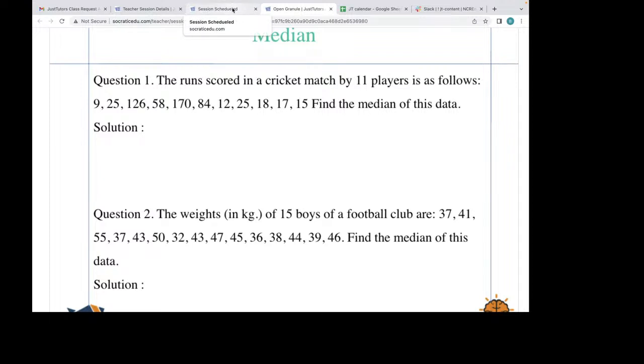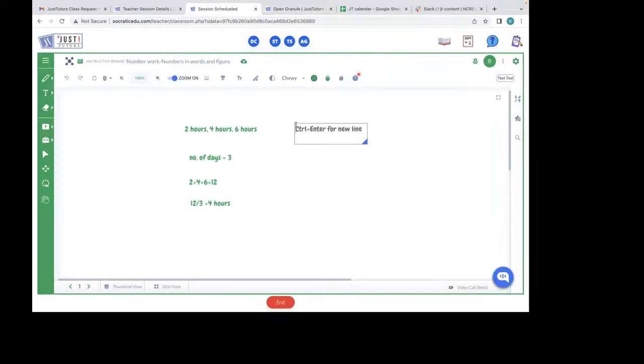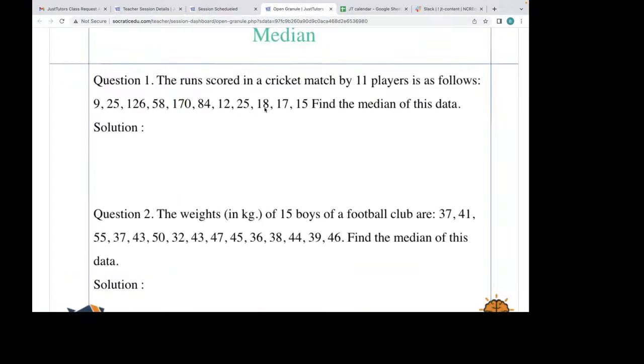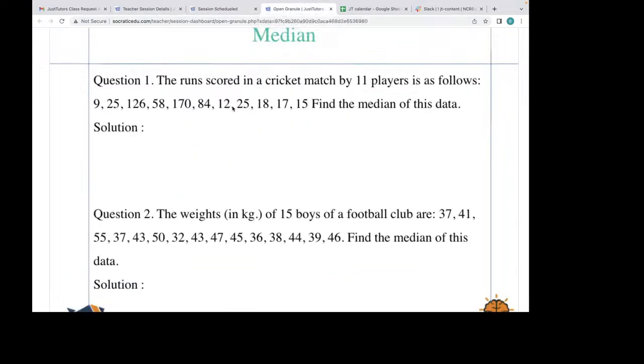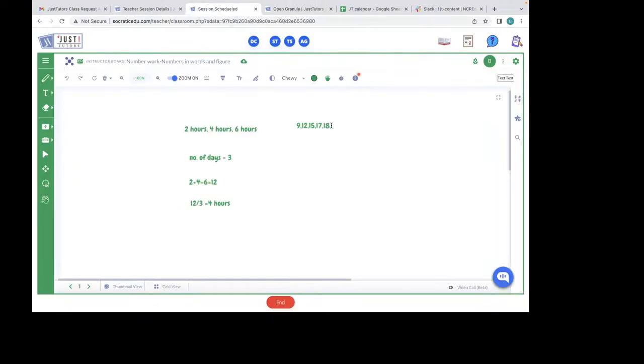So the smallest one is 9, then 12, then 15, 17, 18, okay, and then there's 25, 25.